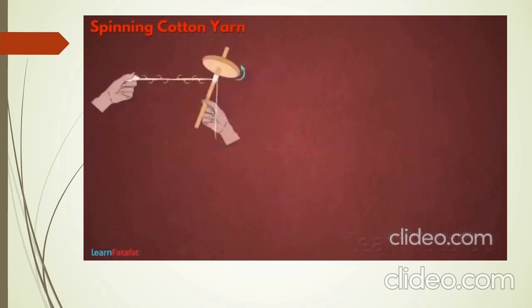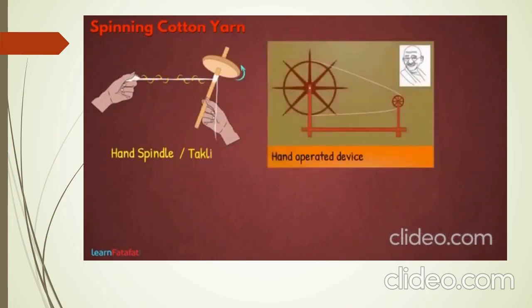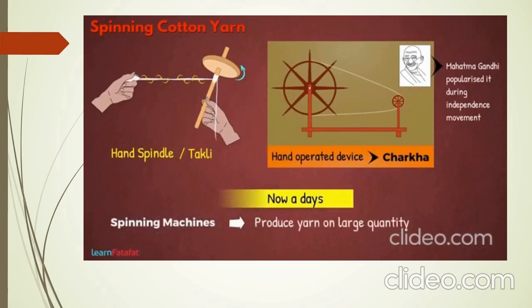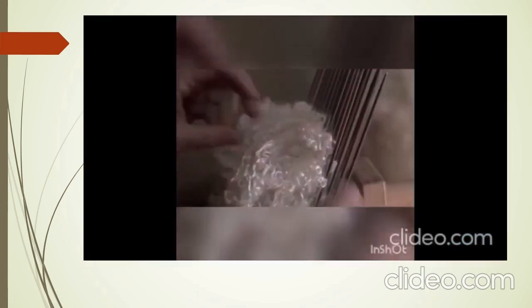A simple device used for making yarn is the hand spindle. It is also called takli. A famous hand-operated device is the charkha. Mahatma Gandhi popularized it during the independence movement. Nowadays, spinning machines are used to produce yarn in large quantity. These machines produce yarn much faster.